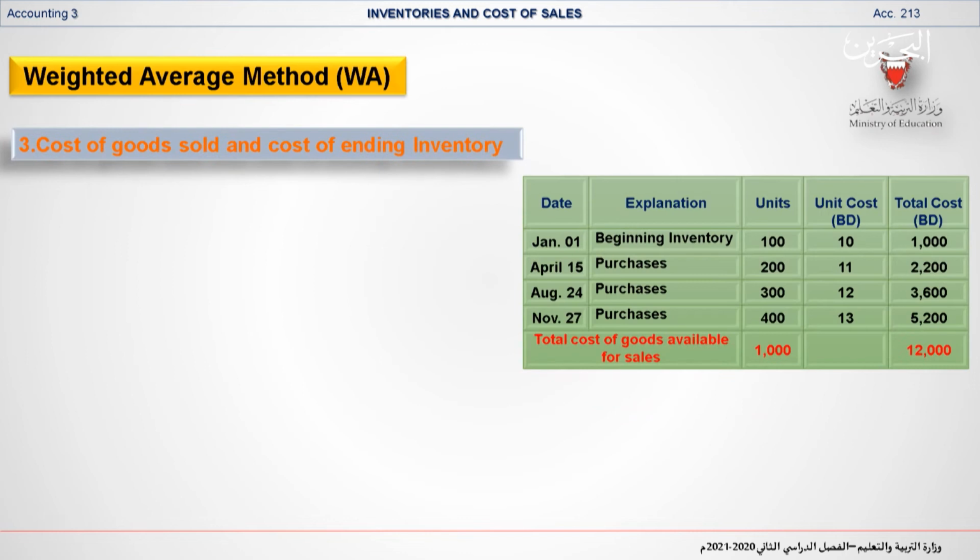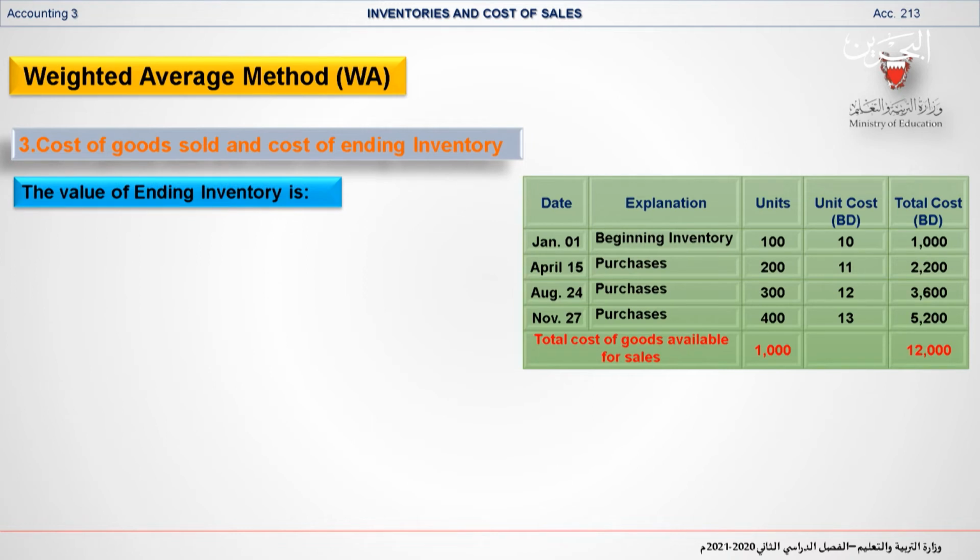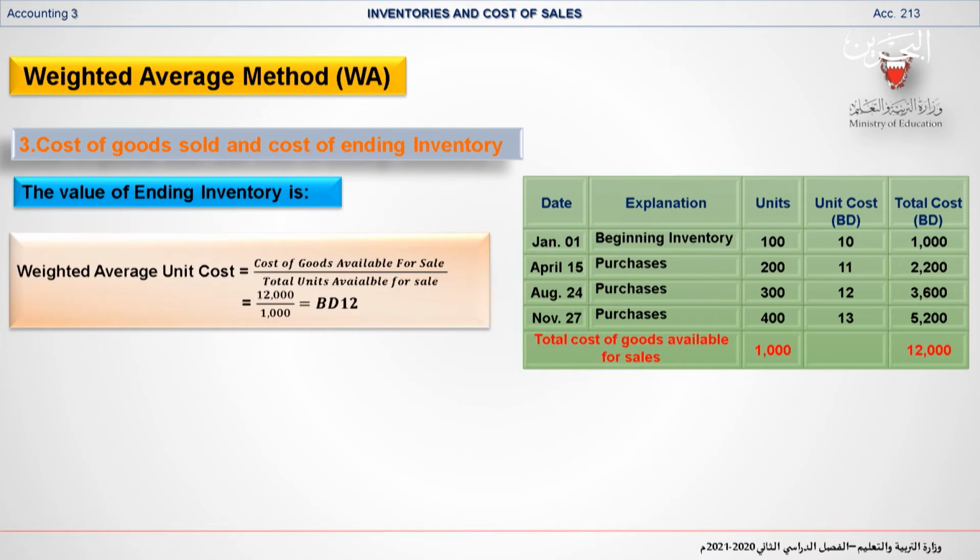In requirement number 3, you have to calculate the cost of goods sold and the cost of ending inventory. First, you need to calculate the value of ending inventory. To do that, you need to calculate the weighted average unit cost. You have to apply this formula: cost of goods available for sale divided by total units available for sale, which we calculated in requirement 1. So that is 12,000 divided by 1,000, and the weighted average unit cost is 12 BD.